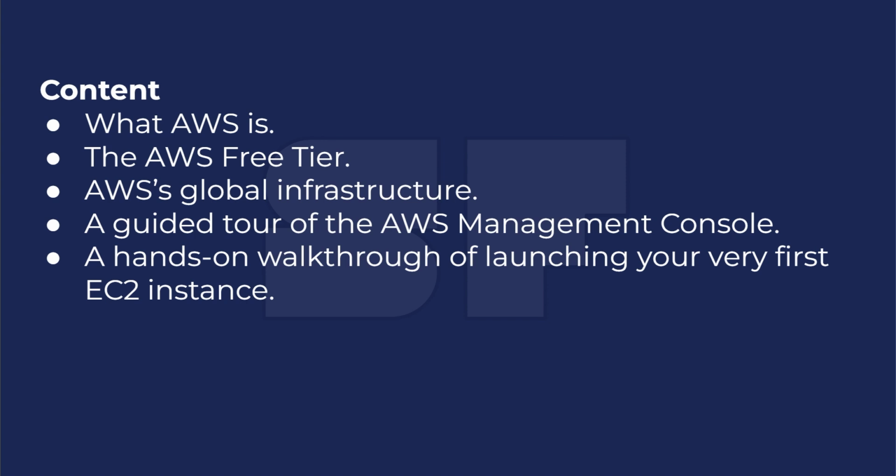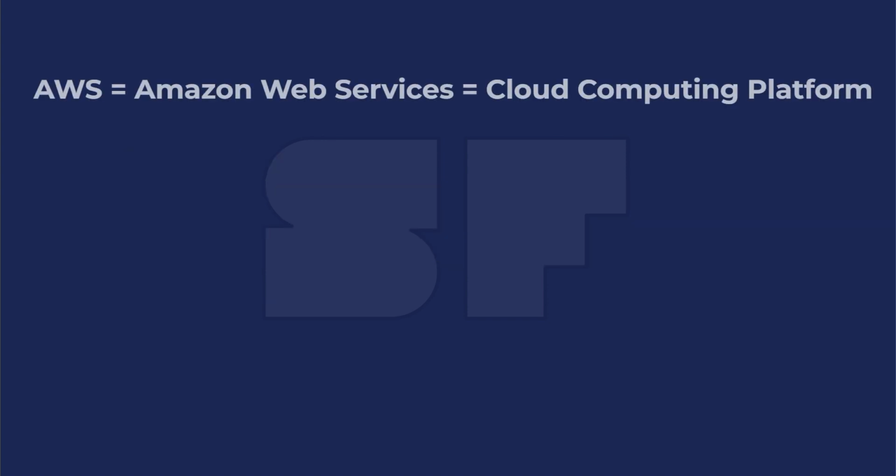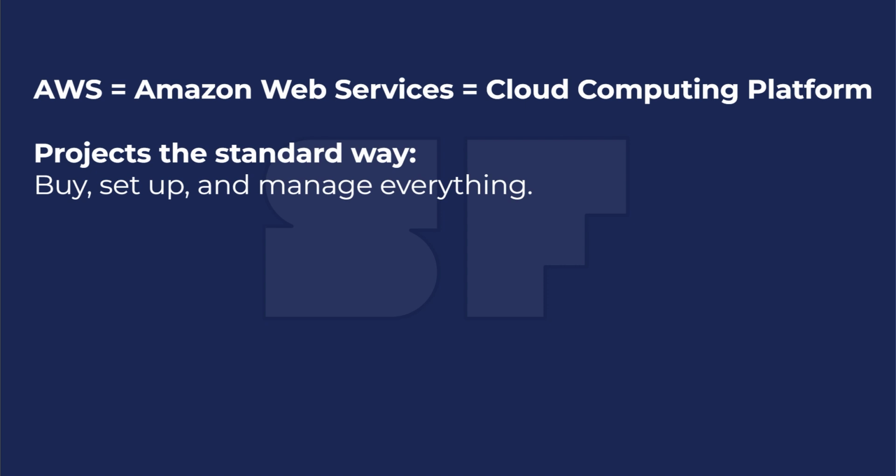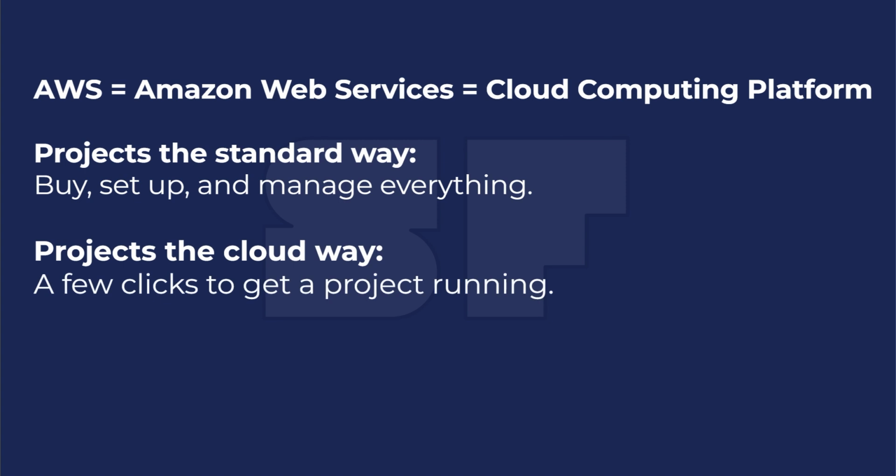Okay, let's start with the basics. So what exactly is AWS? AWS stands for Amazon Web Services, and it's a cloud computing platform created by Amazon. Essentially, it's a collection of services that let you rent computing power, storage, and other resources over the internet instead of owning physical hardware. Imagine you're starting a project. Traditionally, you'd have to buy servers, set up data centers, and manage all the infrastructure yourself. With AWS, you can skip all of that. Instead, you can launch a virtual server, store files, or even run an app with just a few clicks.